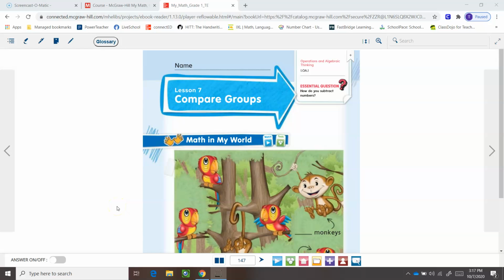Hello, first graders. Our math lesson today is Chapter 2, Lesson 7, Compare Groups. It's going to be that 1OA1 again. It is still, I can solve addition and subtraction word problems within 20. It's another way that we can use to solve our word problems.